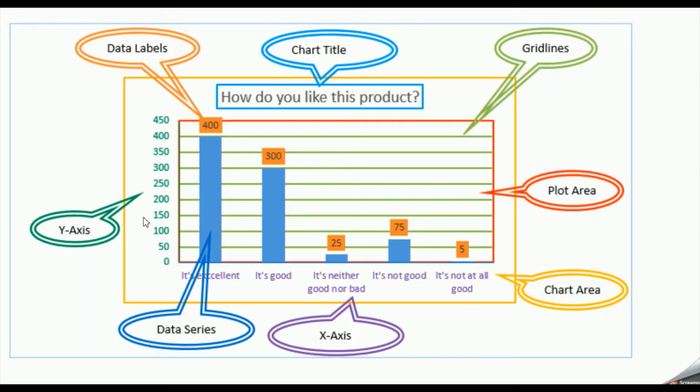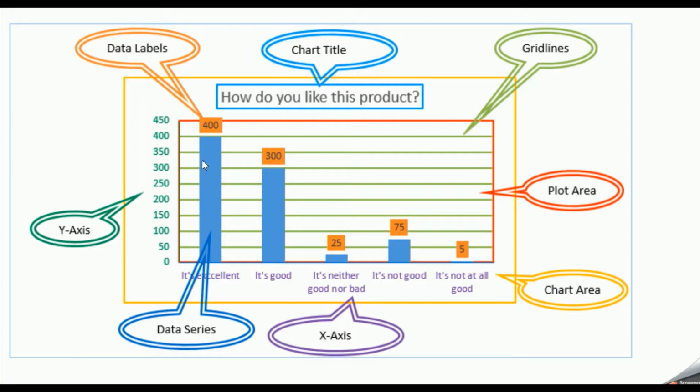Clear? Coming to the y-axis, it is the vertical axis of a chart and it is also called the value axis. As you can see here, the values 0, 50, 100, 150, these are the values given here vertically. These are called the y-axis.